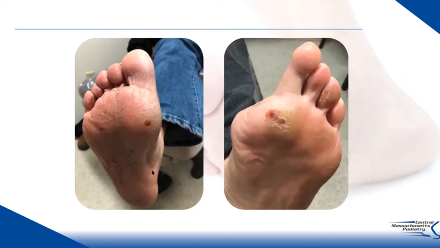So that's the picture on the left. Now we're going to go to the picture on the right. This is a higher risk foot. If someone else wants to say, or even Lewis as well, why is this a higher risk foot than the one on the left?